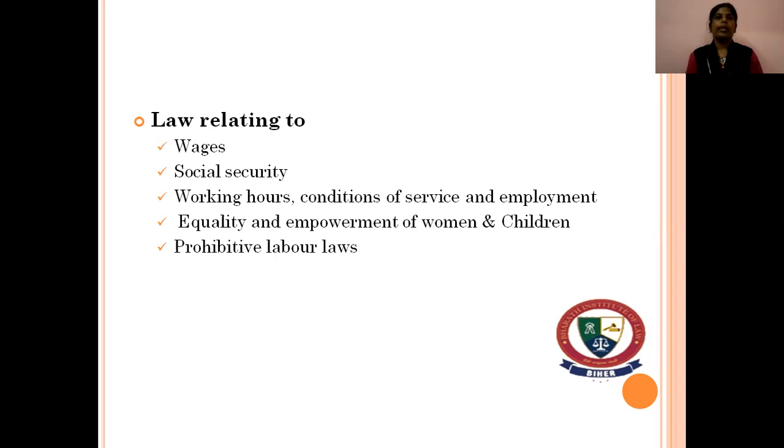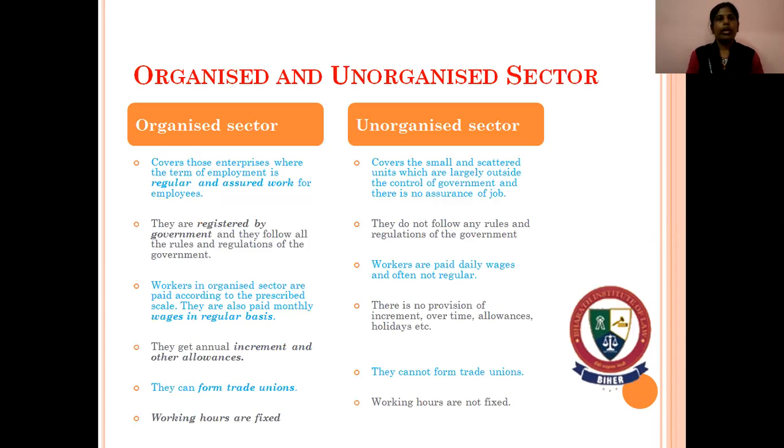So these are all prohibitive labor laws. These are all the 5 categories under which the labor laws can be classified. This is the constitutional relation and the law relating to it. These things we have seen. Next, we are going to see what is an organized sector and what is an unorganized sector.